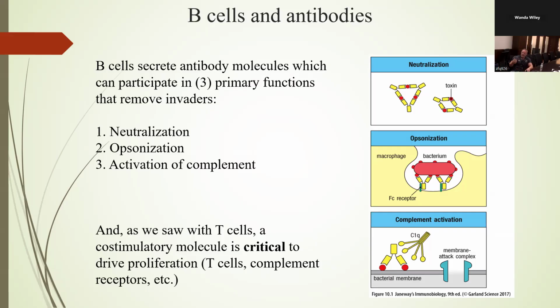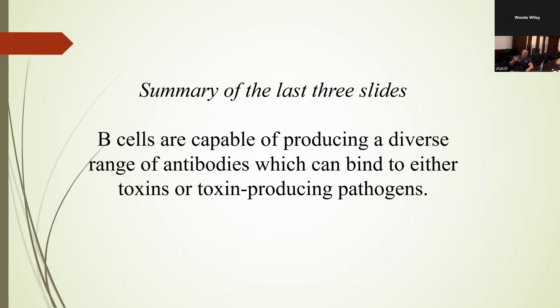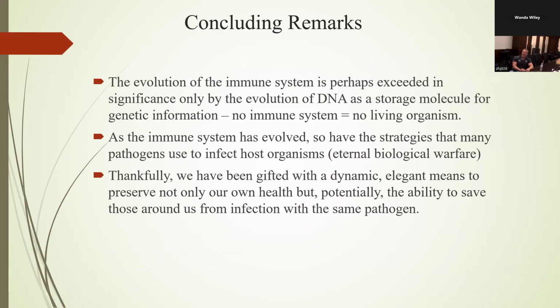And just like we saw with T cells, you've got to have antibodies being produced by B cells that can also go around and bind up the pathogens that the T cells can't get to. Any questions on the B cells or the T cell stuff? Okay, good.